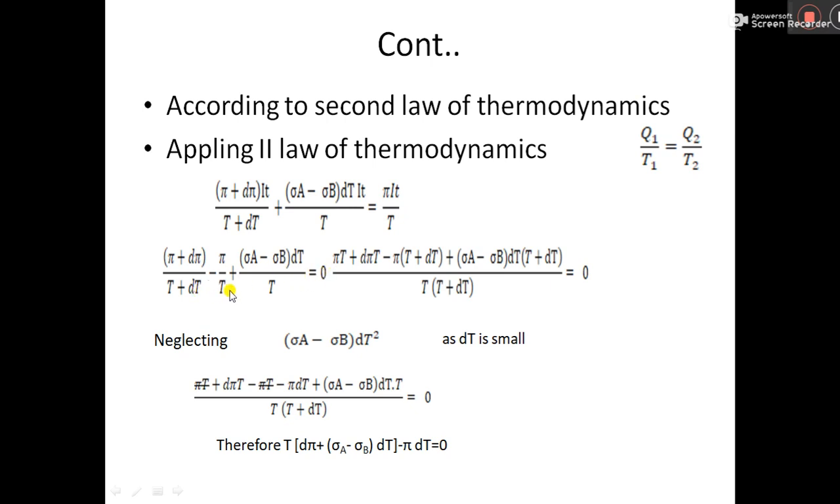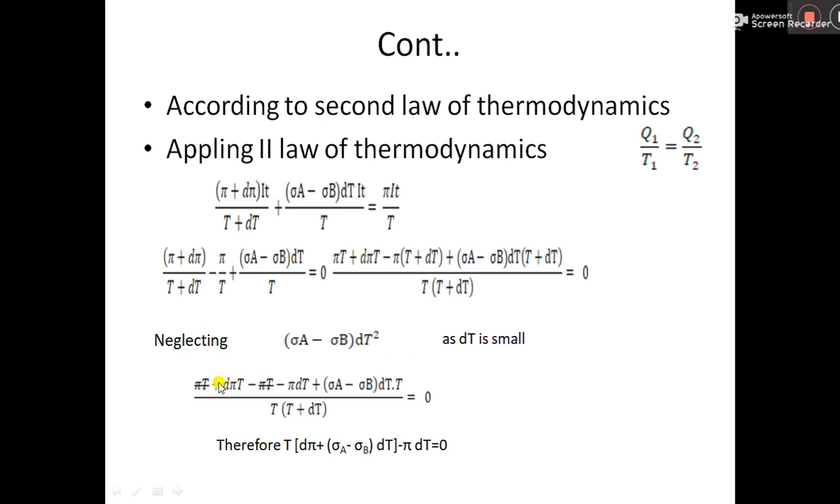Next take LCM of this, T of T plus dt, and remaining pi T plus d pi T. Multiply this one. So minus pi of T plus dt plus sigma A minus sigma B dt T plus dt, that is equal to 0. After multiplication, neglecting the term sigma A minus sigma B dt square as dt is small.